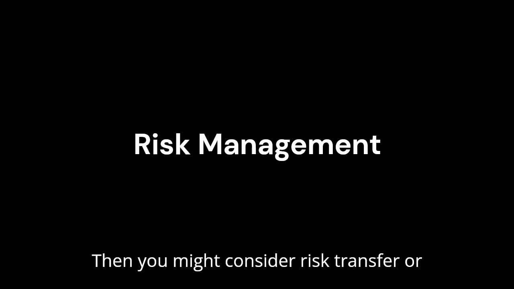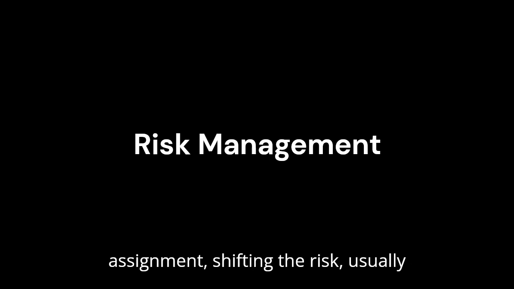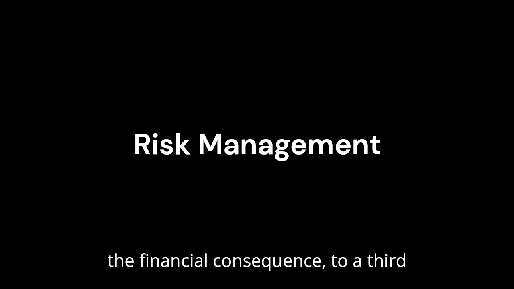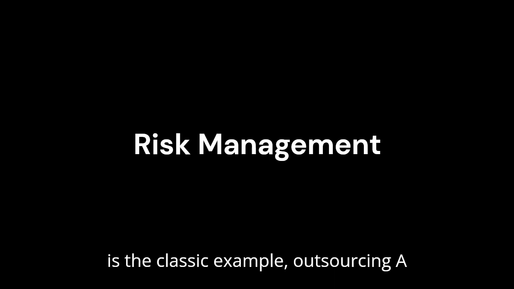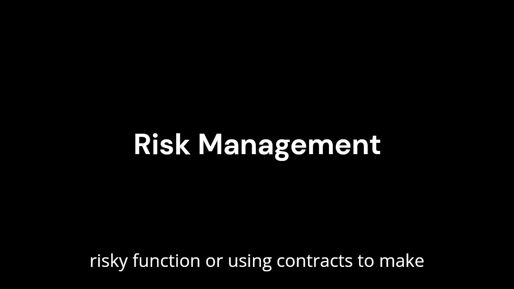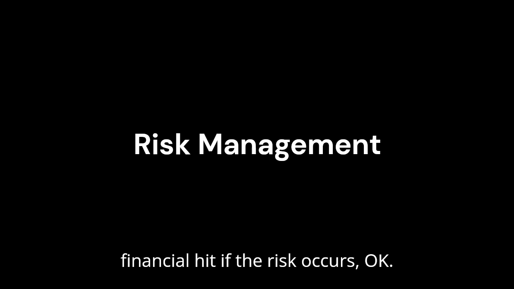Then you might consider risk transfer or assignment. Shifting the risk, usually the financial consequence, to a third party. How do you do that? Buying insurance is the classic example, outsourcing a risky function, or using contracts to make a vendor liable. You're paying someone else to take on some or all of the financial hit if the risk occurs.